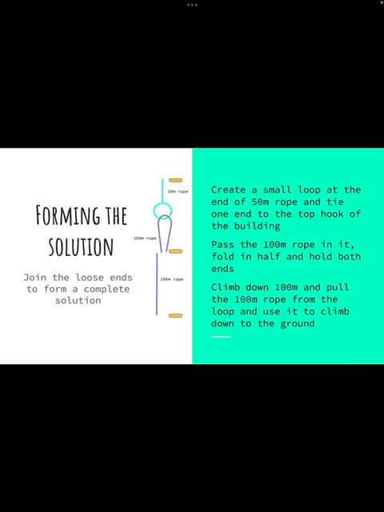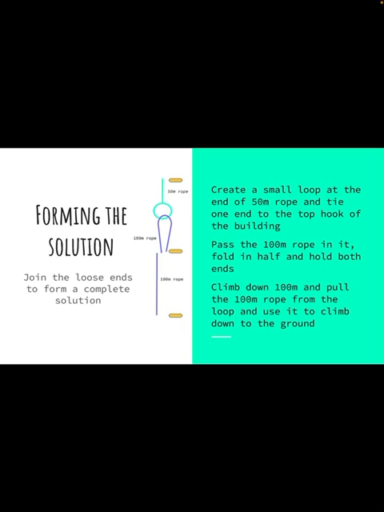So if you can see in this solution, what we could have done, you just create a small loop at the end of the 50-meter rope, tie one end to the top of the building, right? And we pass the 100-meter rope in between that loop, fold it in two parts and hold both the edges together. Now when we do this, you see that the total length from the top hook to the bottom would become 100 meters, right? And the person can use this to climb down from the top hook to the middle hook.